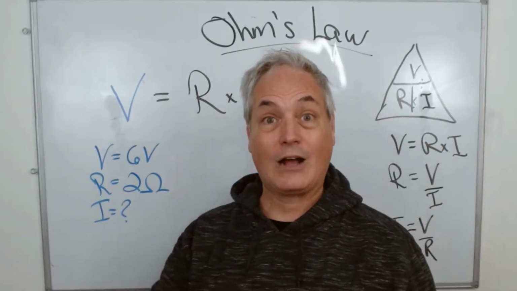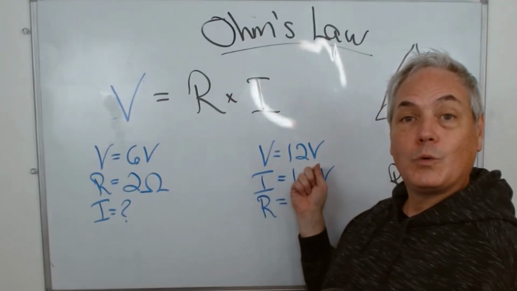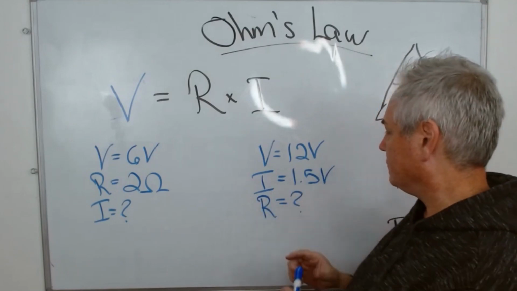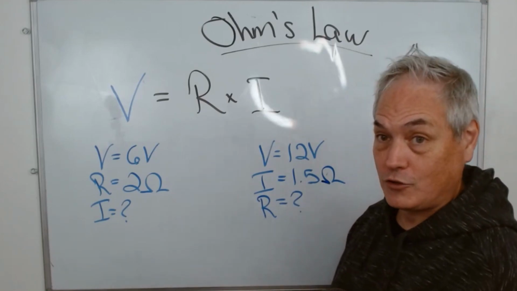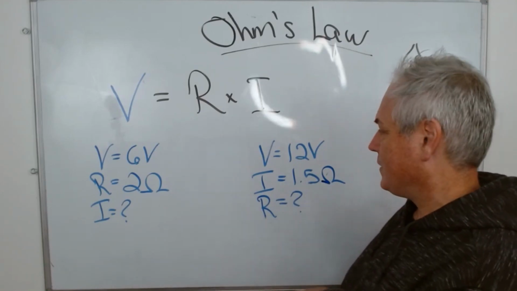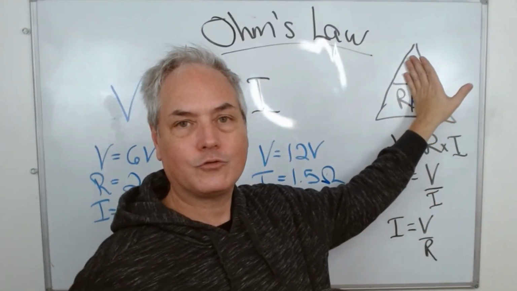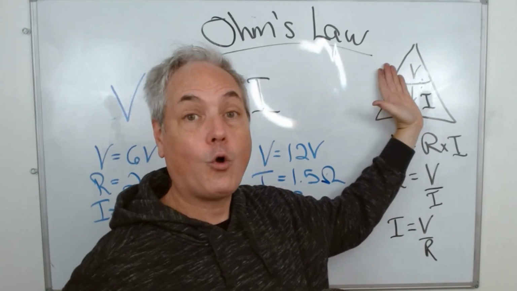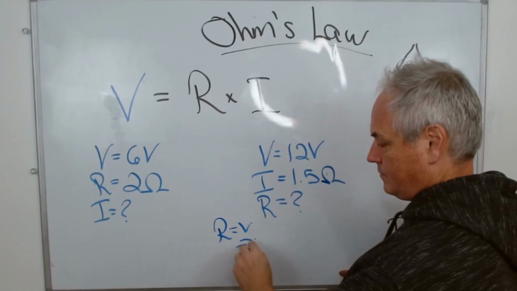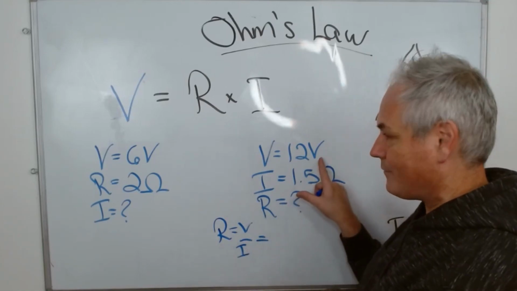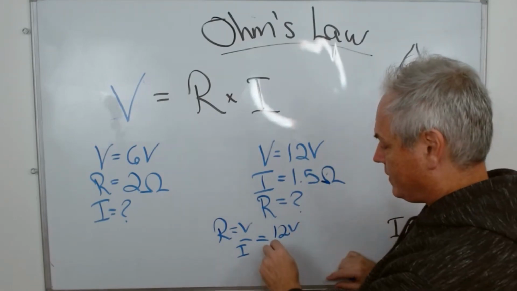So let's see if we can do our second example right here. Here I have a voltage of 12 volts. I have an intensity of 1.5 amps. It's important to have the correct unit. And I'm looking for the resistance. So if I'm looking at this one here, may as well use it. Resistance is V over I. We just have to plug in the numbers. We have a voltage which is 12 volts, and we have a current which is 1.5.